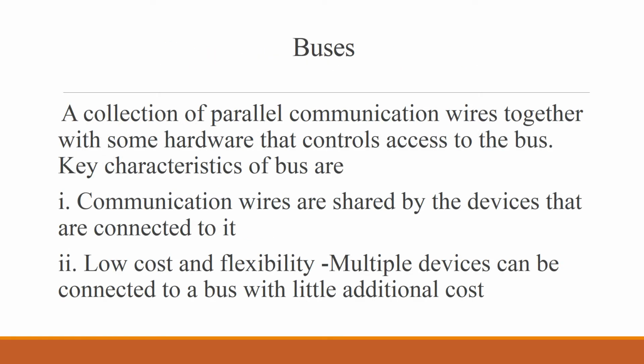Buses. A bus interconnection network is a collection of processors and communication elements, meaning buses. The processors are used to send and receive messages and the buses are used to provide communication channels to exchange messages among the processors. Every bus provides a communication link between two or more processors. Communication wires are shared by the devices or processors that are connected to it. Also, it is low cost and flexible.